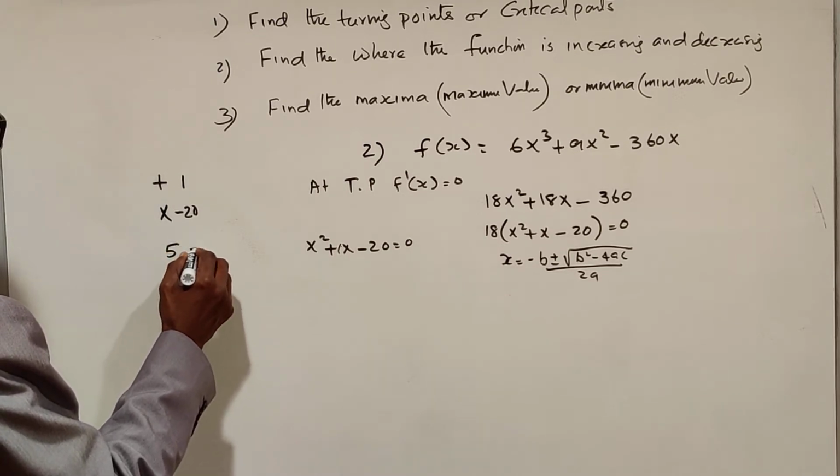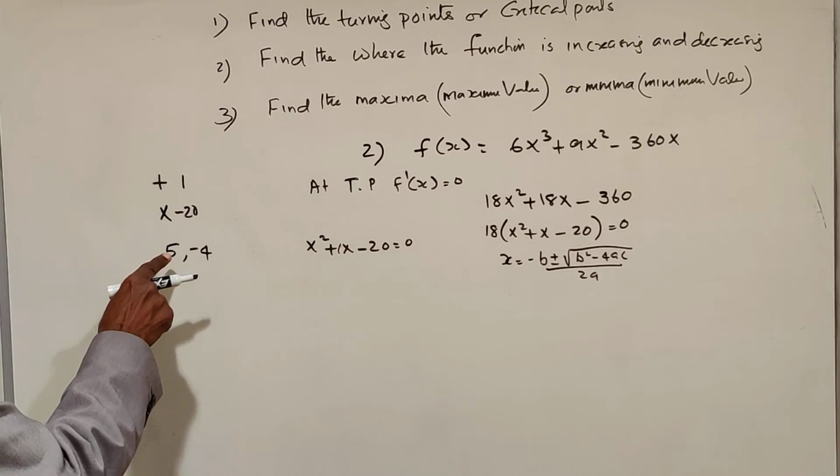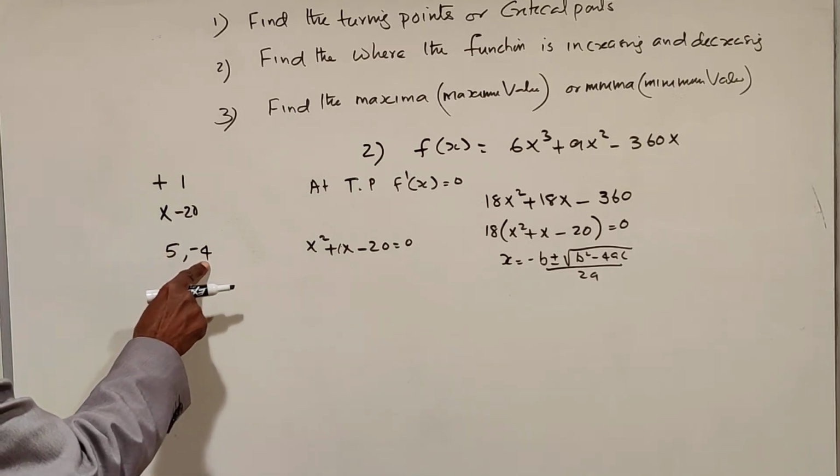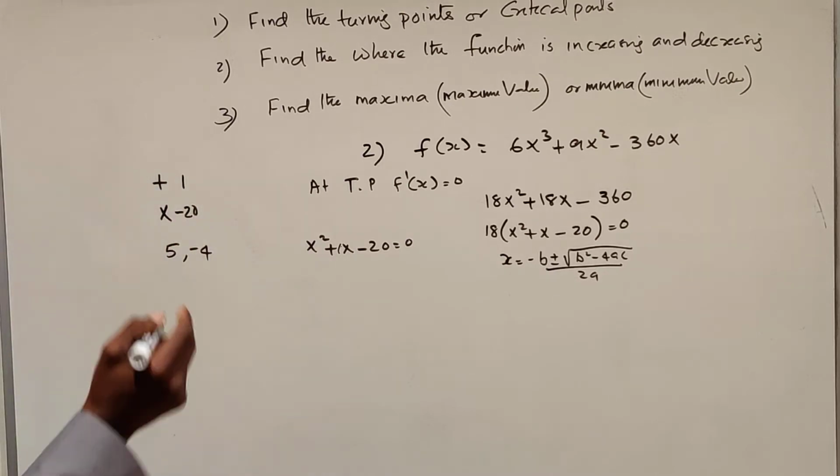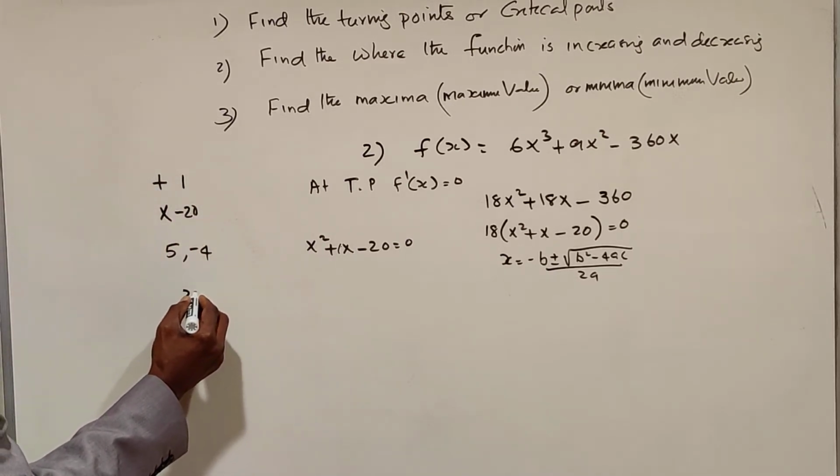5 and minus 4. Check. 5 plus minus 4 is 1. 5 times minus 4 is minus 20. How did you get that? Now there is an easy method.